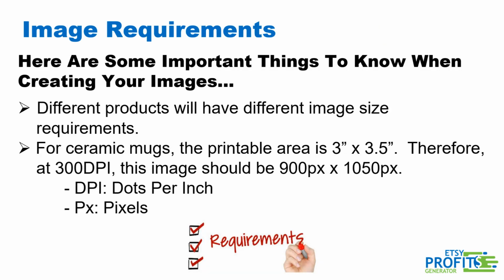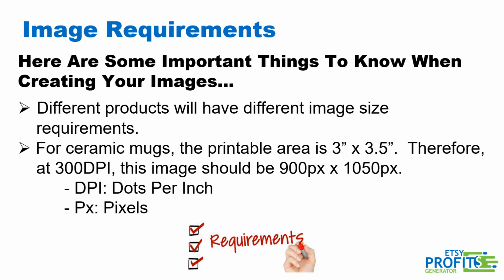First of note, I want to make sure we talk about image requirements. Here are some important things you need to know when you're creating your own images. Do realize that as we do different products, besides just the mugs we're doing now, they will all have different size image requirements, and I'll show you how we can find that. But for now, since we're focusing on ceramic mugs, the printable area is 3 inches by 3.5 inches. Therefore, at 300 DPI, which is dots per inch, this image would be 900 px by 1050 px.